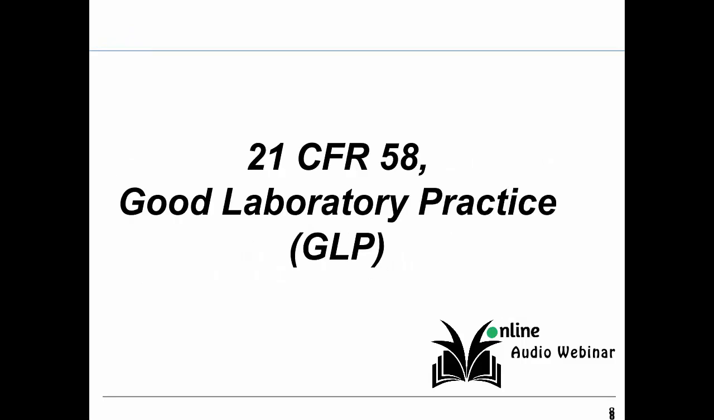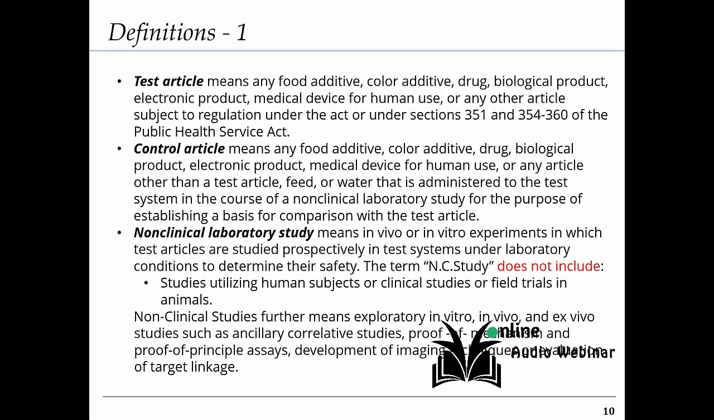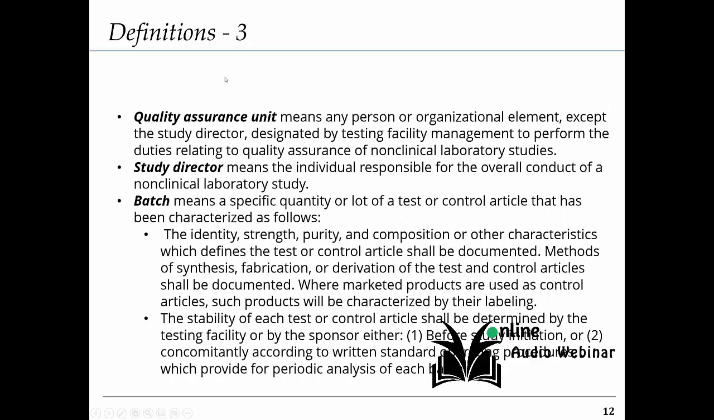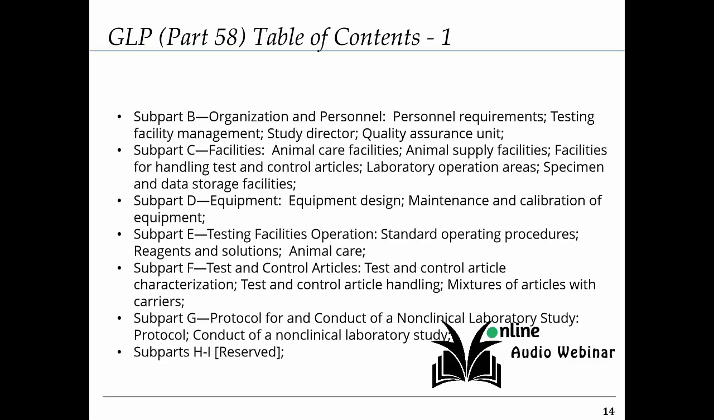Now we want to talk about the GLPs. This is 21 Code of Federal Regulations 58 primarily. And this gets into some of the basic principles for running your lab. Now dealing with clinicals, for example, you're going to be a test system. There we get into that term for animals as well as plants, etc. We mentioned the quality assurance unit. Now with storage containers, the goal usually is to replicate the original container with any supplemental storage containers you utilize as well. Here's a list of the table of contents to give you an idea what they focus on.